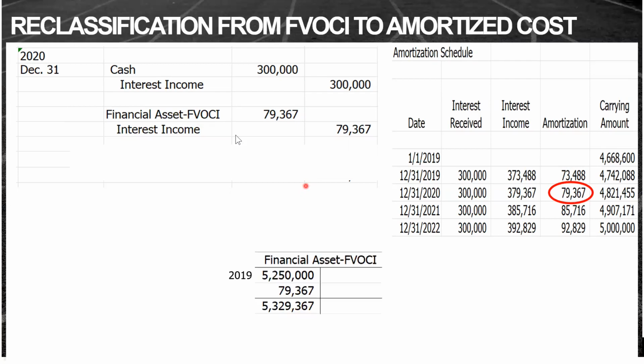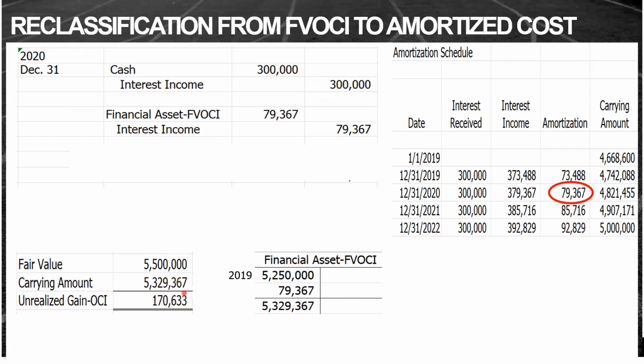So of course, after that, ito yung magiging itsura ng ating financial asset at fair value OCI. Magiging 4,939,367 yung balanse ng ating financial asset FVOCI. So the same lang din. So pagkatapos nating ma-establish yung carrying amount natin, hanapin natin kung magkano ang fair value ng ating financial asset ngayon.